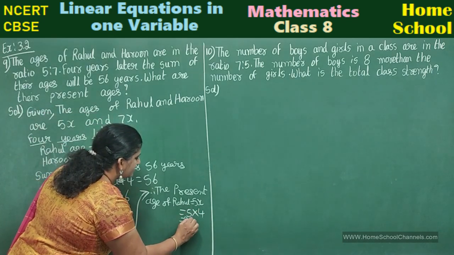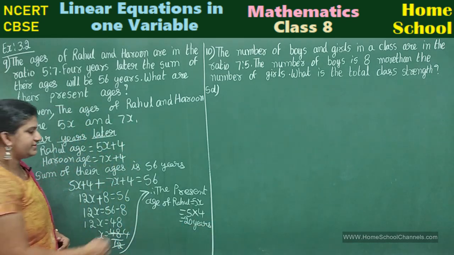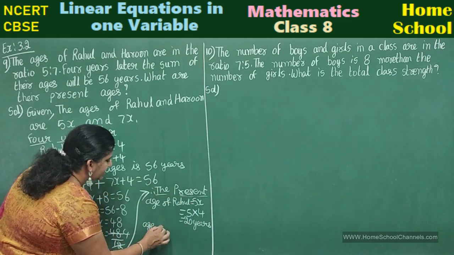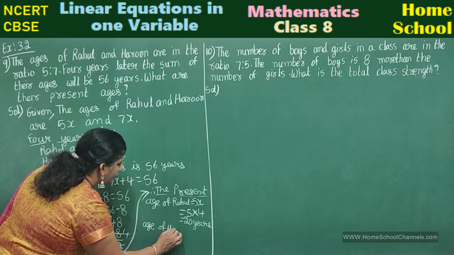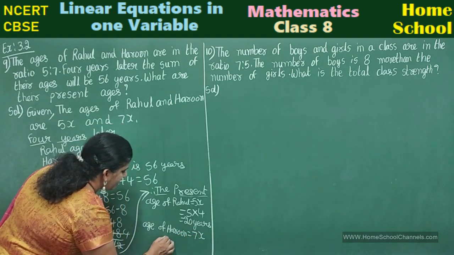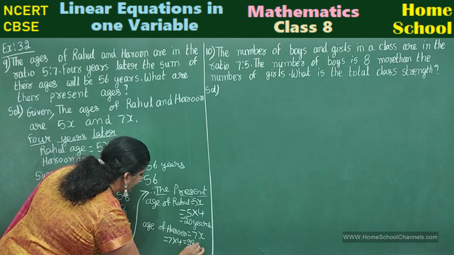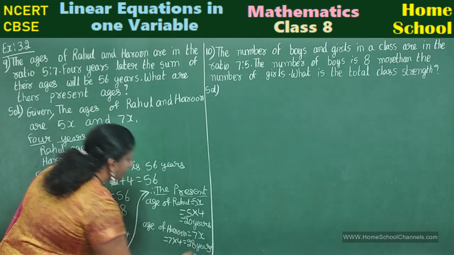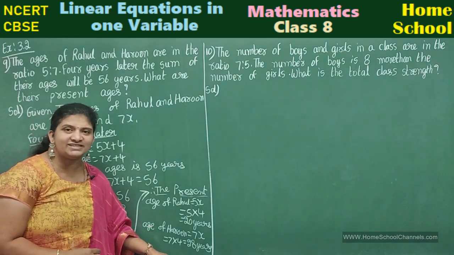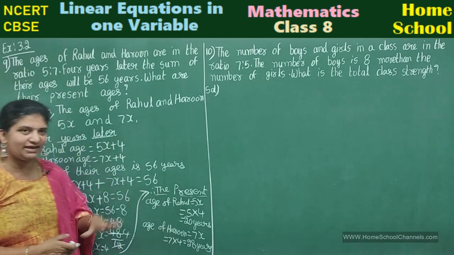Rahul age is 20 years. Next, the present age of Harun is equal to 7x. 7x means 7 into 4, that is 28 years. Rahul's age is 20 years and Harun's age is 28 years. Is this clear? Try to listen once again.